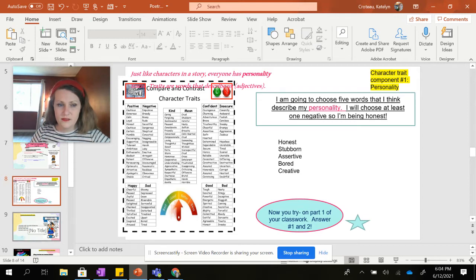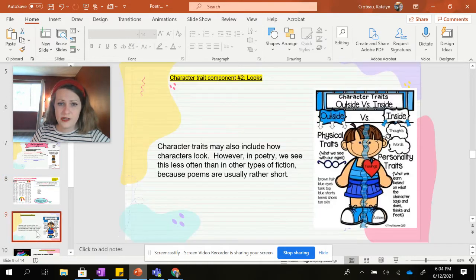Okay. Hopefully now you've answered number 1 and 2. We're going to move on to the next component of character traits, which would be looks. When you go down into kindergarten, you ask somebody to describe somebody, they tend to go looks first. So this is only one very small component of what a person is. It doesn't tell you anything about their heart and how they act, right?